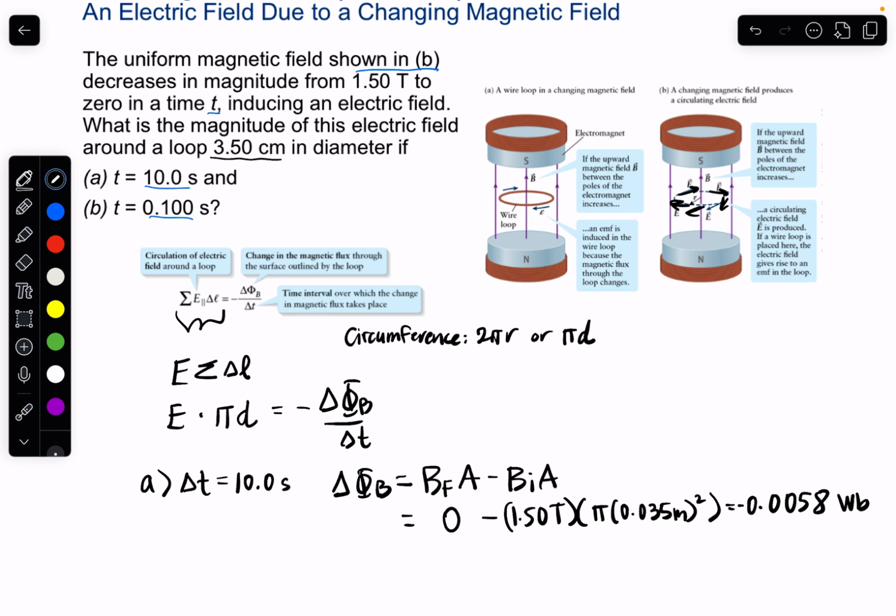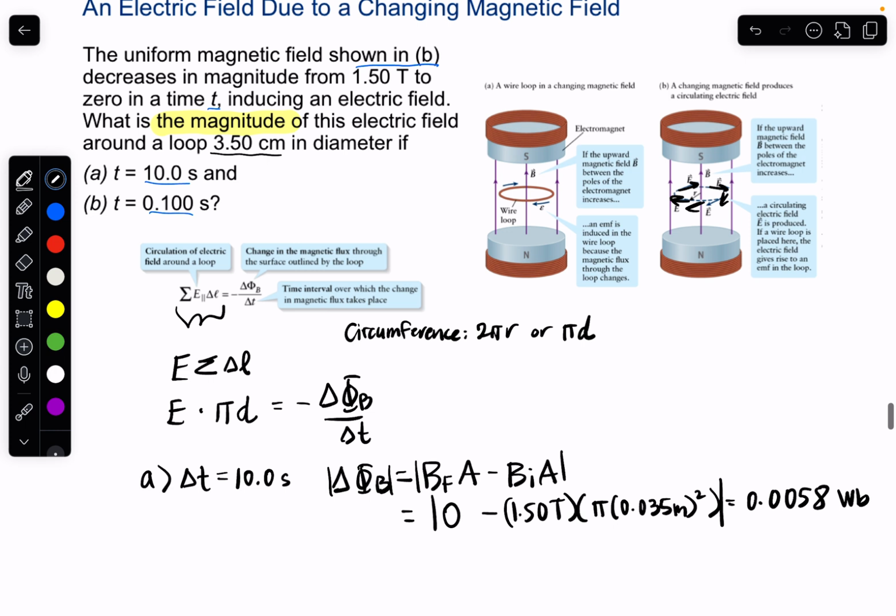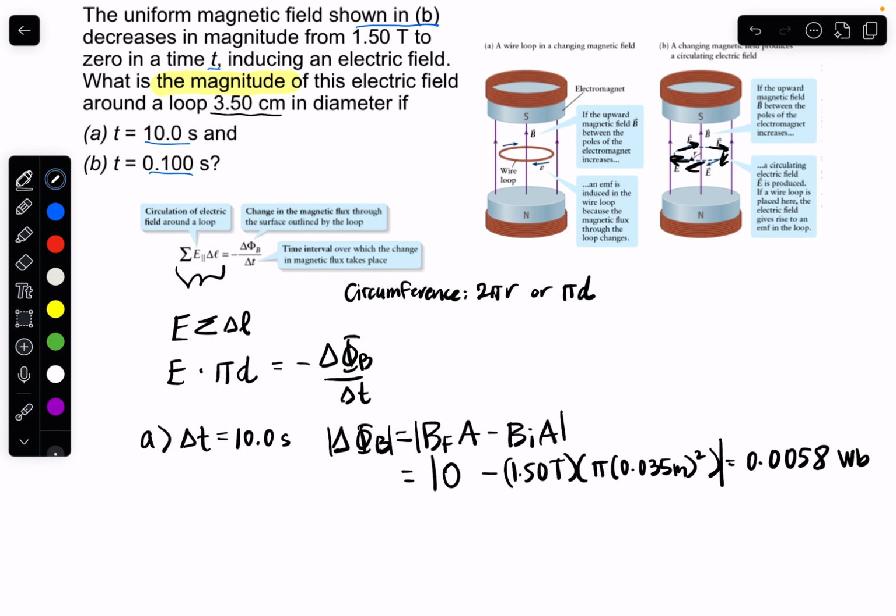It's negative. We're asked for the magnitude, so we can actually drop off the negative. It wants the magnitude, so I can just drop the negative off, and I'll write that mathematically like this. There we go, mathematically sound. So there's our Weber, there's our delta phi, there's our delta t. So now we're ready to put together the right-hand side of the equation.